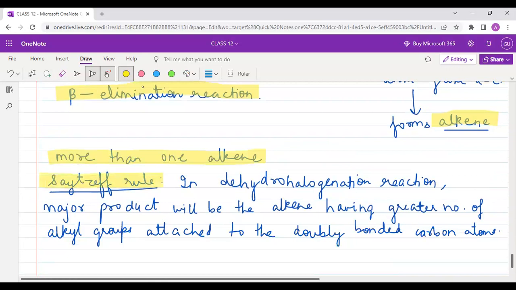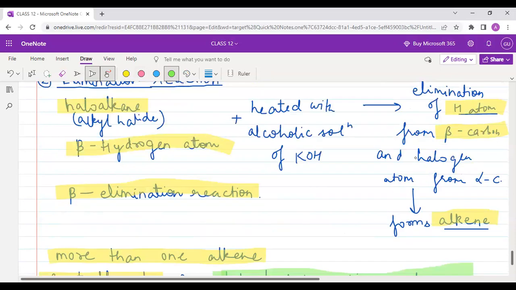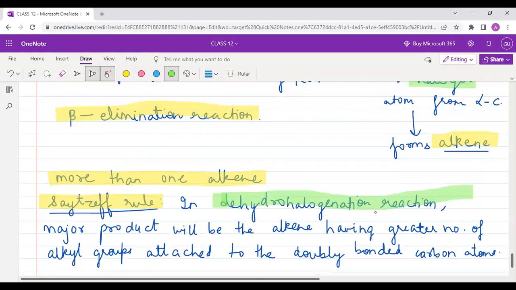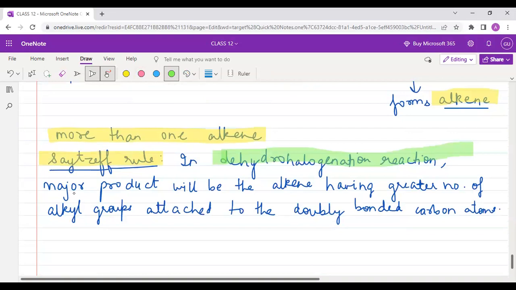So this rule states that in dehydrohalogenation reaction, dehydrohalogenation means de means removal, hydro is related to hydrogen and halogen is related to halogen only. So in this dehydrohalogenation reaction, hydrogen will be removed and halogen will be removed, and that is happening in this reaction, right? Hydrogen and halogen both are getting eliminated. That's why the name is dehydrohalogenation. Understood? So the major product will be that alkene which has the greater number of alkyl groups attached to the doubly bonded carbon atoms.